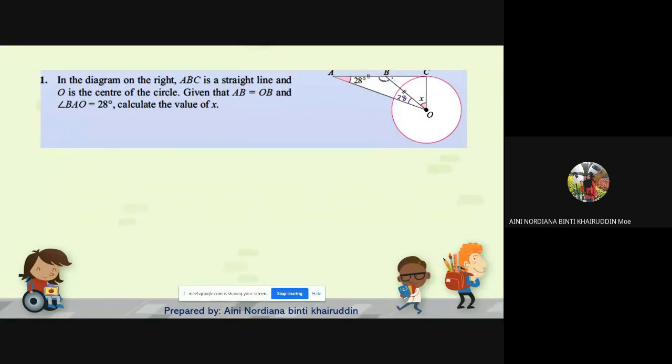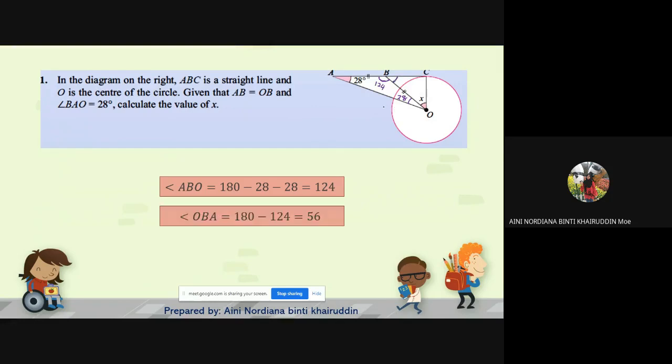Okay, how to calculate this angle? 180 minus 28 minus 28 equals 124. Okay, once you get this angle, you need to calculate this angle. Okay, so this angle, 180 minus 124 equals 56. Okay, now you can calculate the value of X.